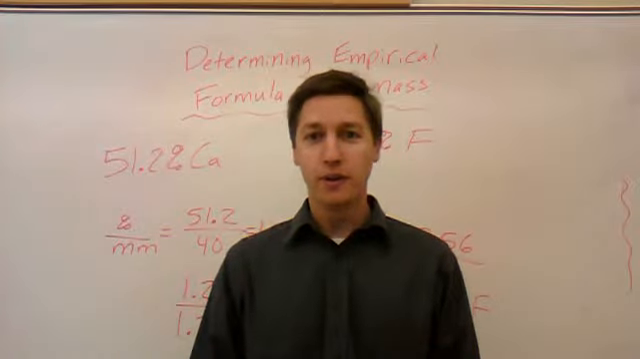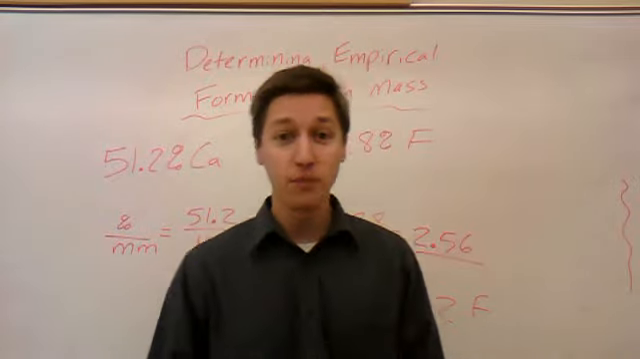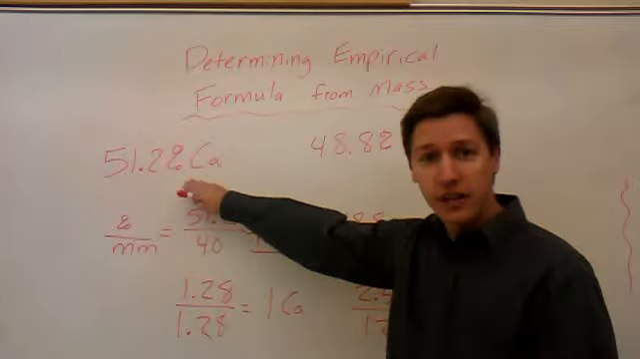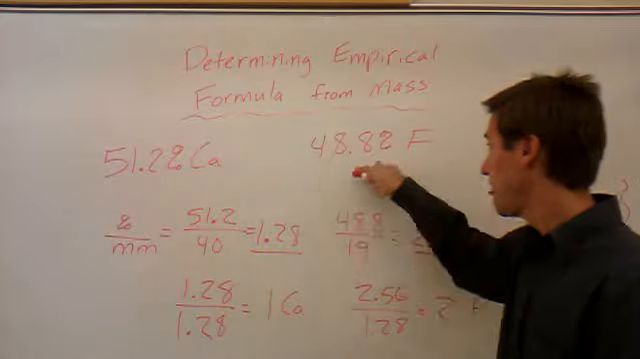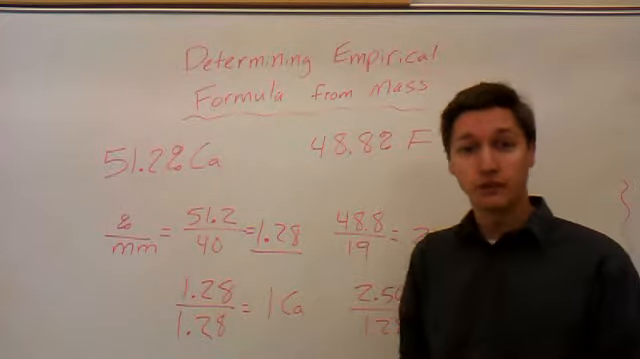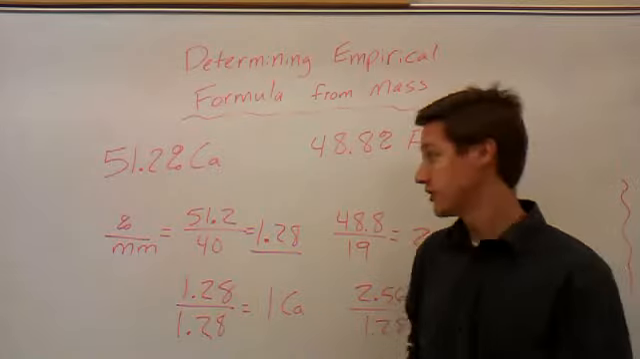How to determine an empirical formula given the mass. So you might see in your chemistry class a question that says, a certain compound is 51.2% calcium and 48.8% fluorine, and it'll ask you what's the chemical formula. How do you solve this?